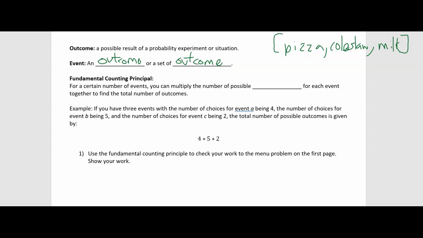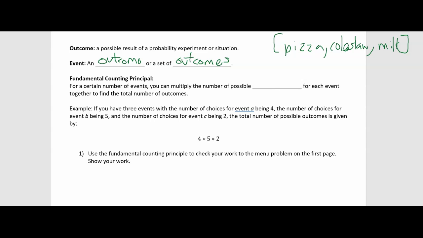So while an outcome is just one possible thing that could happen, an event could include multiple outcomes. I just realized I forgot the S there. So an event could include multiple different outcomes.